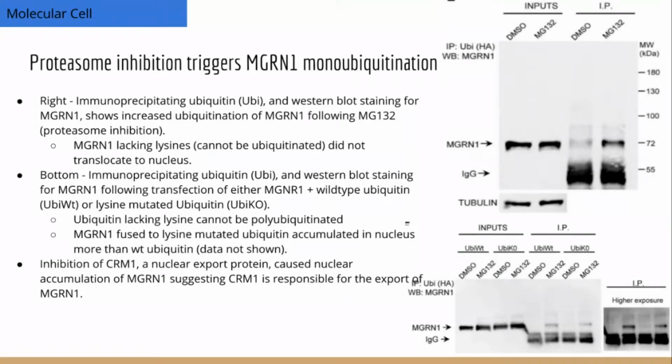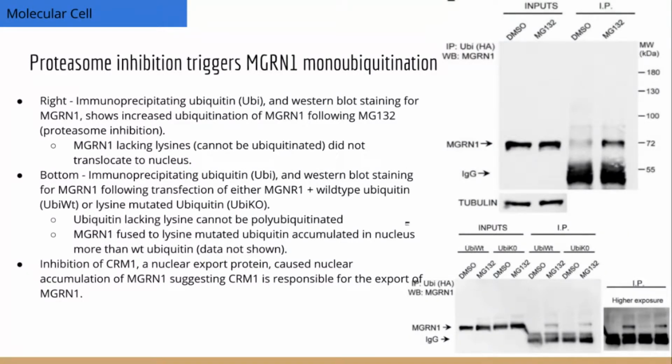To confirm this, the researchers generated an MGRN1 protein that was fused to a mutated ubiquitin protein that lacked lysines. So they have this monoubiquitinated MGRN1 protein that contains a mutated ubiquitin that cannot be polyubiquitinated. Then they transfected this protein, and they observed it translocating to the nucleus. So the presence of a single monoubiquitination on MGRN1 was capable of translocating it to the nucleus.